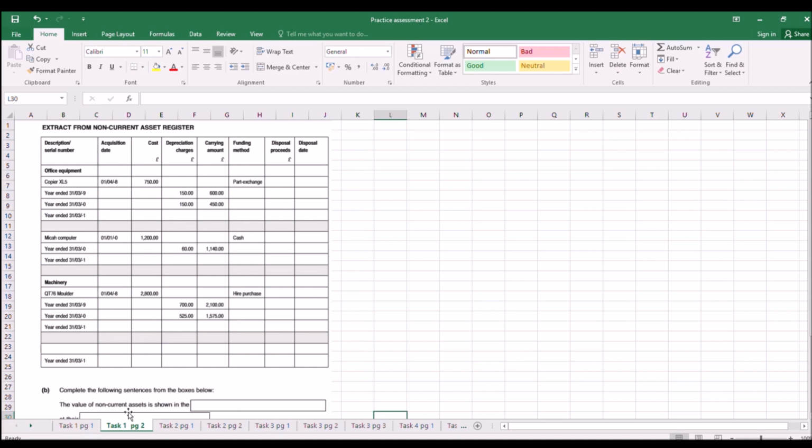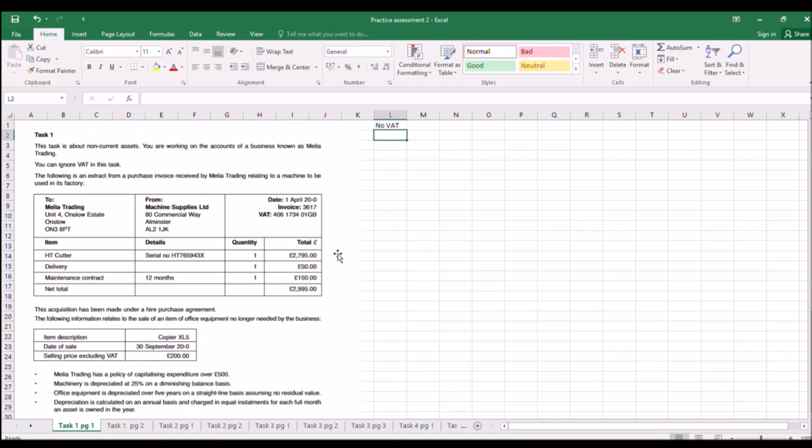Let's just have a look at our register, what we're recording here. So we call them by these various things. So actually, it's a HT cutter that we would call it. HT cutter. Here's the delivery charge here that we expected. So the total cost that we're going to put in our fixed asset register is going to be 2795 plus 50, the delivery charge.